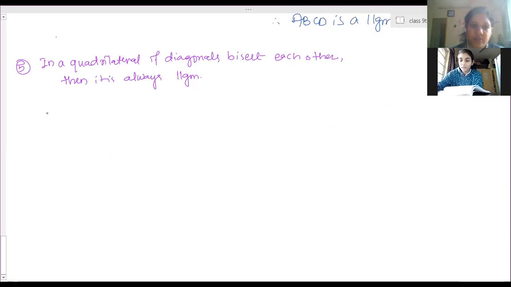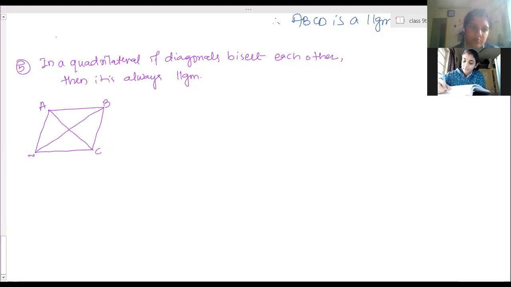Okay, now here we have to prove. First, we have to draw the quadrilateral itself. Oh, sorry, parallelogram itself. ABCD, we have to join the diagonals. They meet at O.